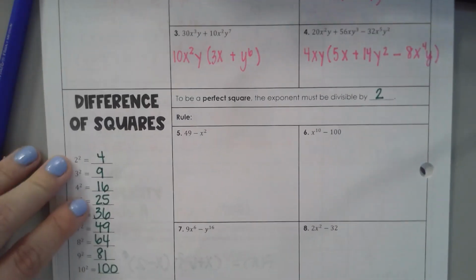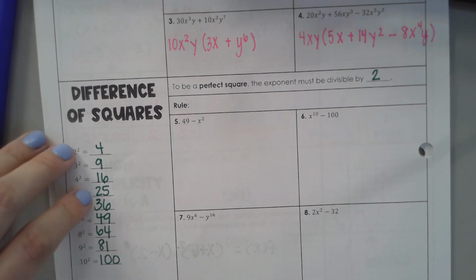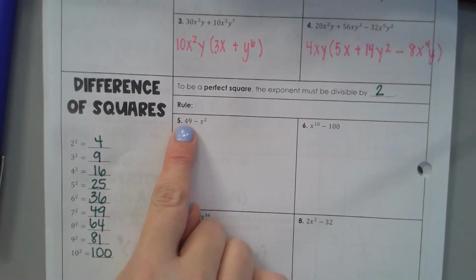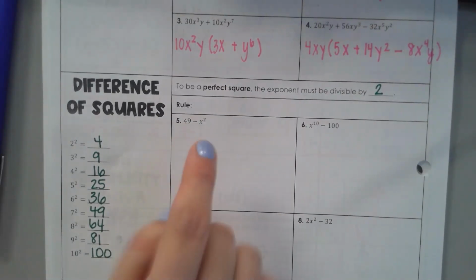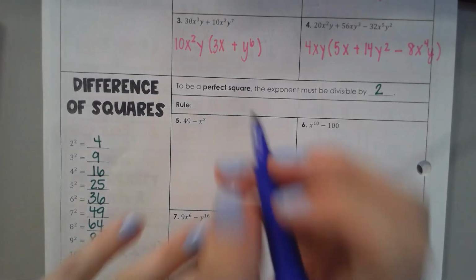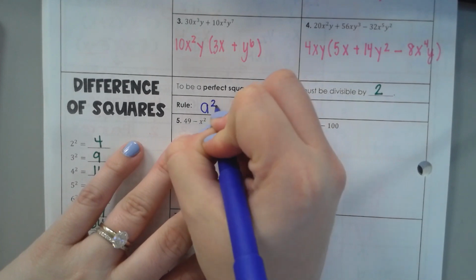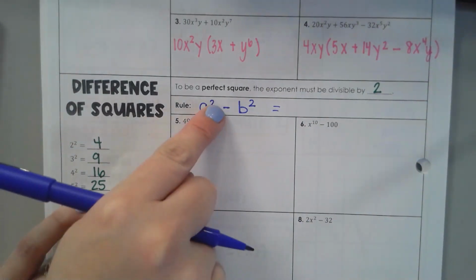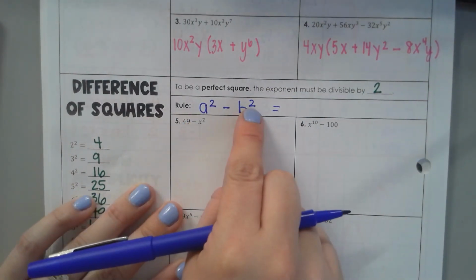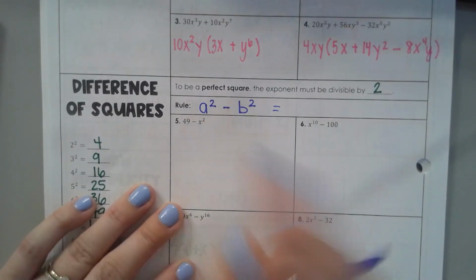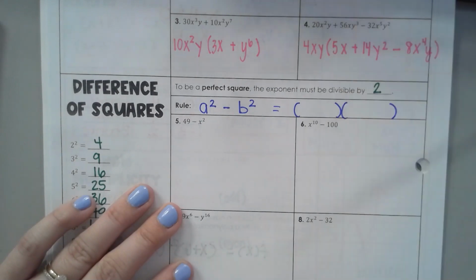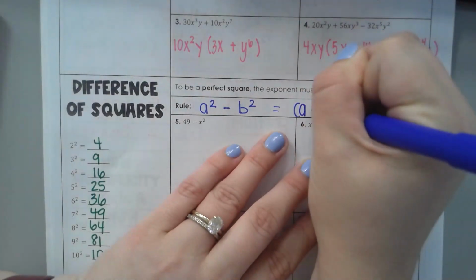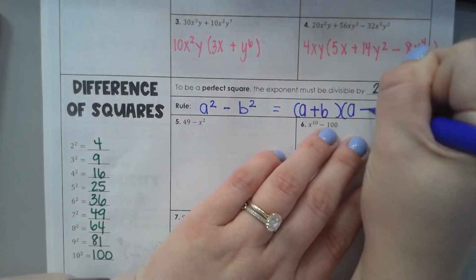So in order to factor using the difference of squares method, again, it has to be a subtraction sign, and you have to have perfect squares on either side for it to work. So let's say that I have a squared minus b squared. That's what my problem is. I have something squared minus something squared. When I factor this, I'm going to have two factors, two sets of parentheses. In the first one, it's going to be a plus b, and the second is going to be a minus b.